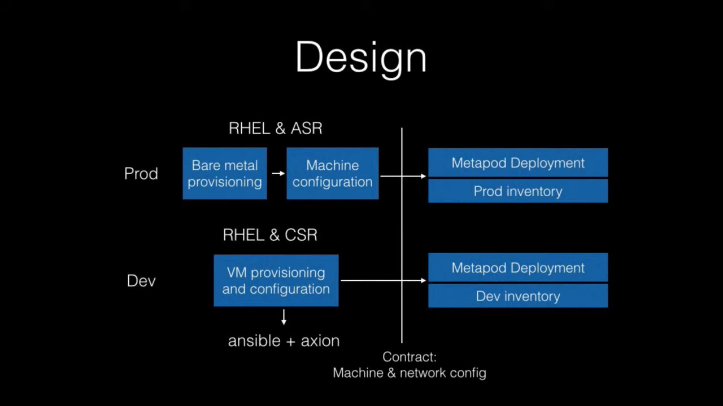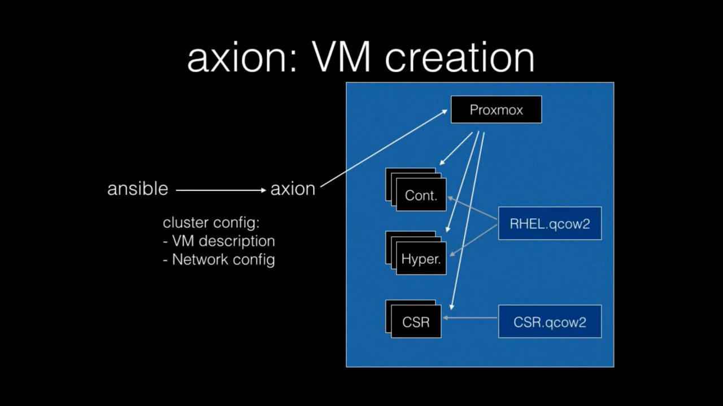So basically, Axion's goal is to stand up those machines and configure them so that they can be accessed through SSH, and then the rest of the playbook, the actual deployment playbook, can be run. So machine creation, we've seen this. The only trick is that we had to configure Proxmox in such a way that we could configure both RHEL machines and CSR-based machines to act as routers.